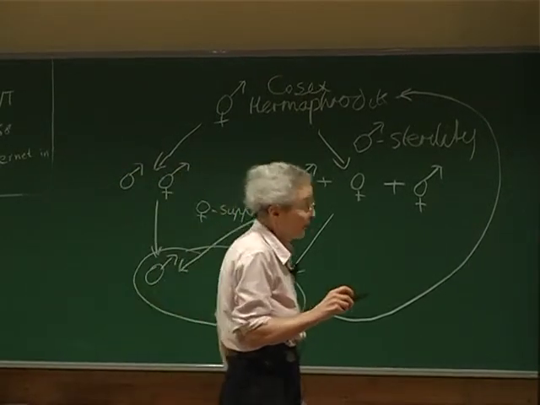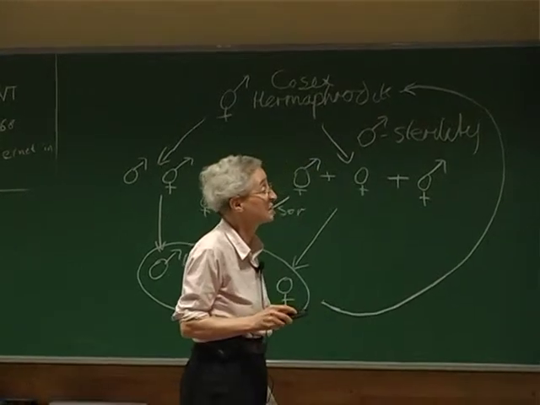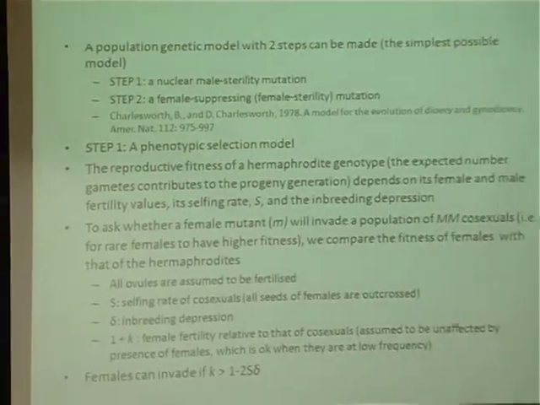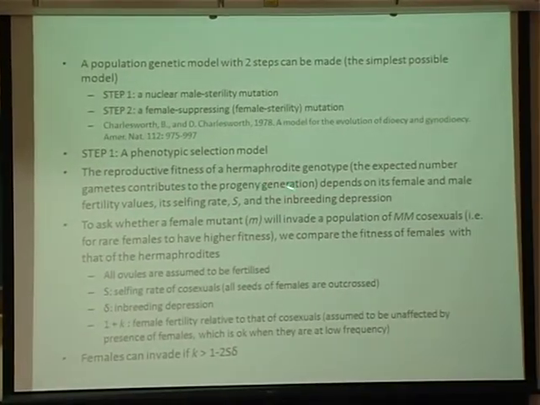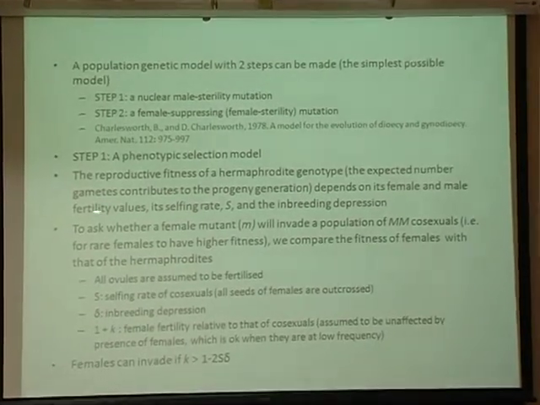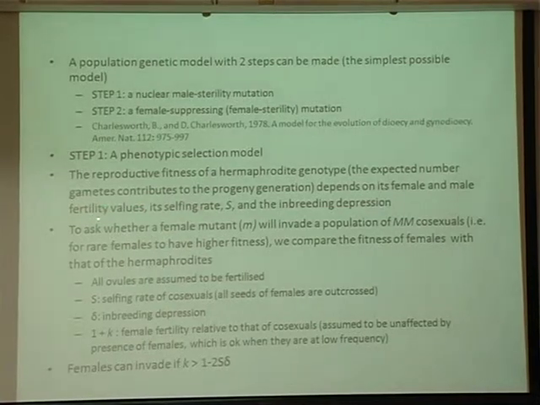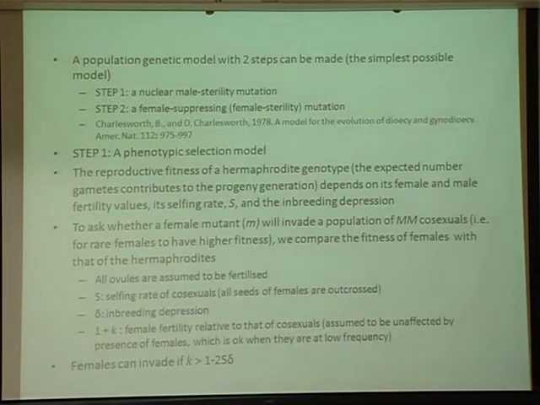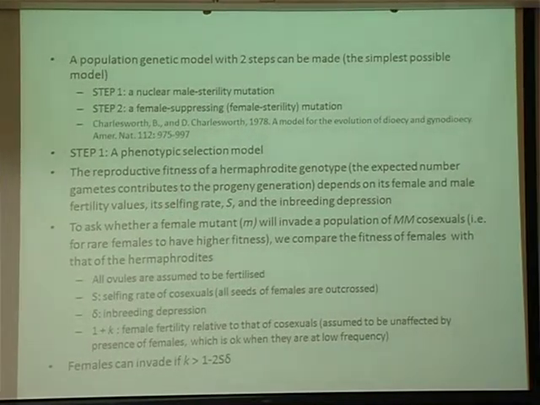So we can again work with this reproductive fitness, this concept of a hermaphrodite genotype, which we had already last time, by calculating the number of gametes that it will contribute to the next generation. And as we saw last time, that would depend on the fertility values, so how much pollen in the case of a plant, how many male and female gametes are produced, how much self-fertilization occurs, how much inbreeding depression affects the progeny produced by self-fertilization. And we want to ask whether a male sterility mutant, a female mutant, will invade a population of cosexuals.